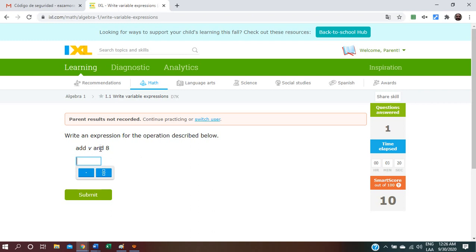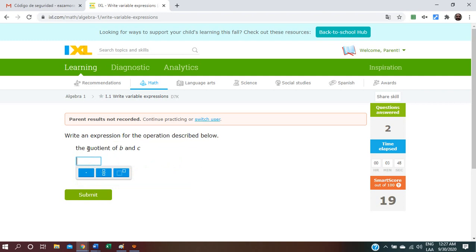Add v and 8. So v plus 8. We can say 8 plus v also, but remember, when we write equations, we usually leave the constants at the end. The constant in this case is 8, so it's going to be at the end: v plus 8. Submit.